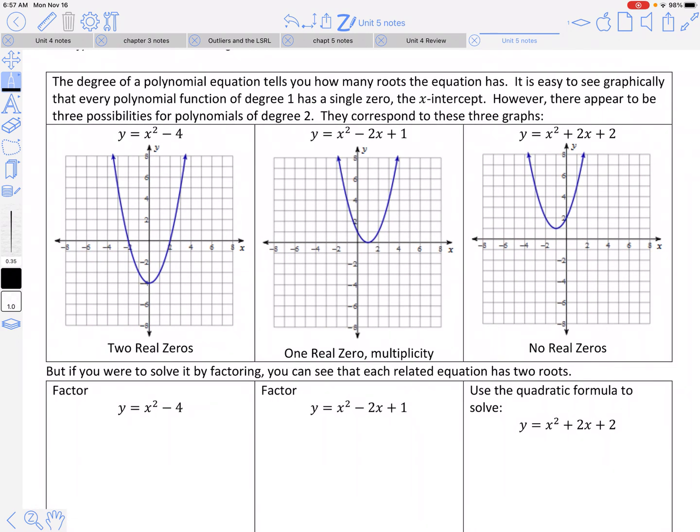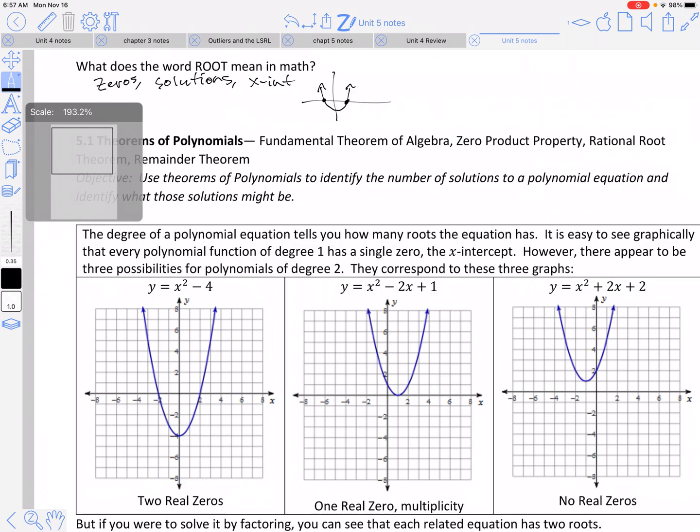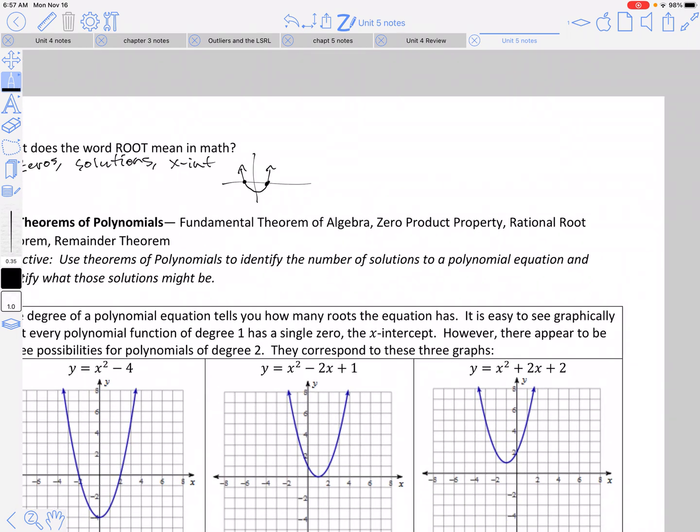Okay, so the degree of a polynomial equation tells you how many roots the equation has. So kind of going back in time in your math history, if you had 3x plus 5 equals 11, so the exponent right here was 1, right? And so you minus 5, you got 3x equals 6, you divide by 3, you got x equals 2, okay?